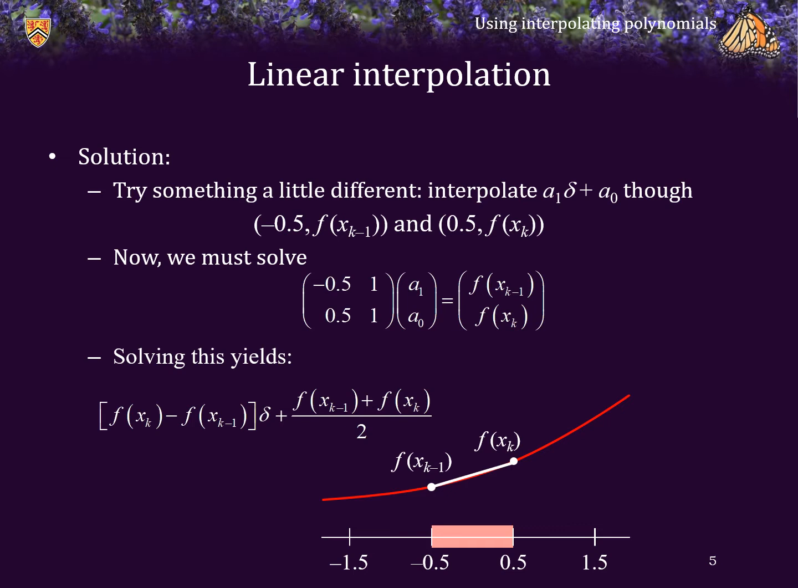Okay, that's nice. We now have the equation of that line that passes through those 2 points. But it's going from negative 0.5 to 0.5, not x sub k minus 1 to x sub k. So what do we do now?